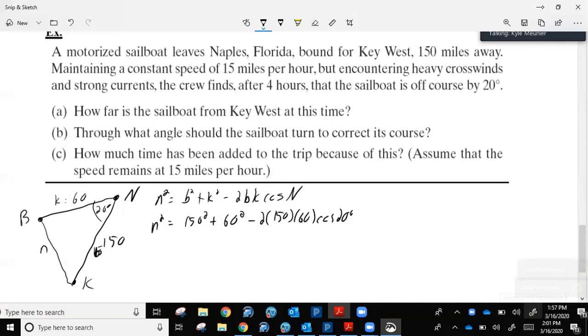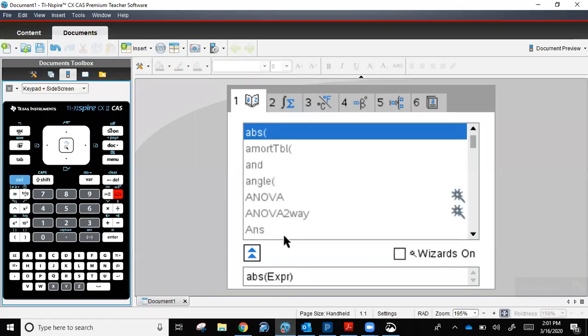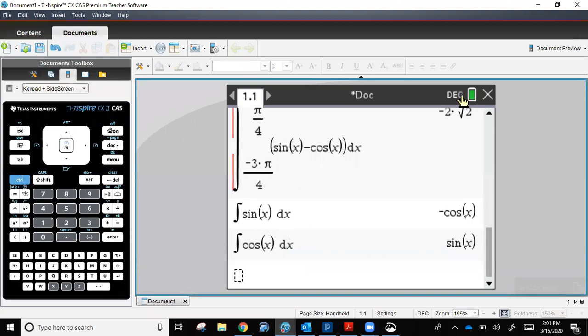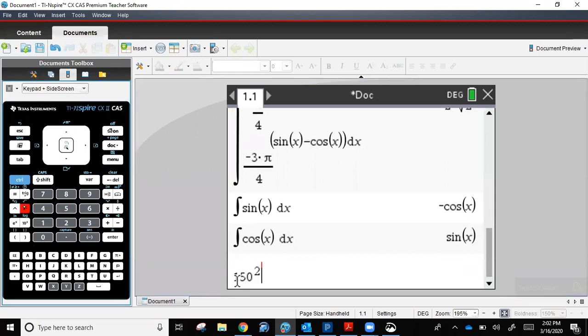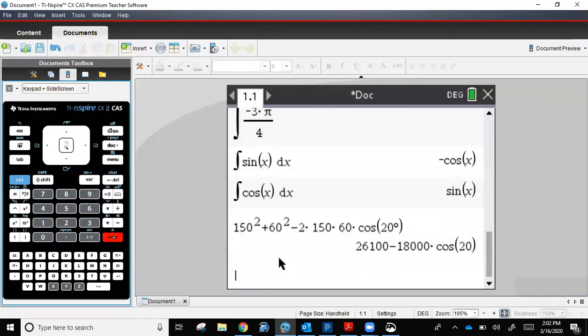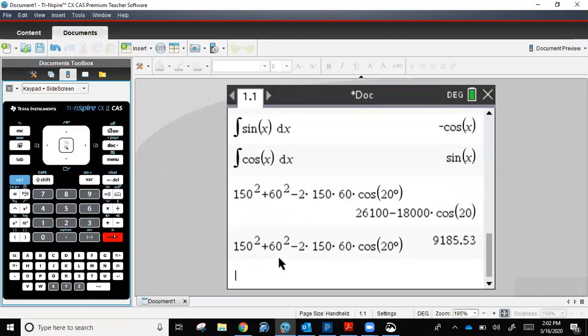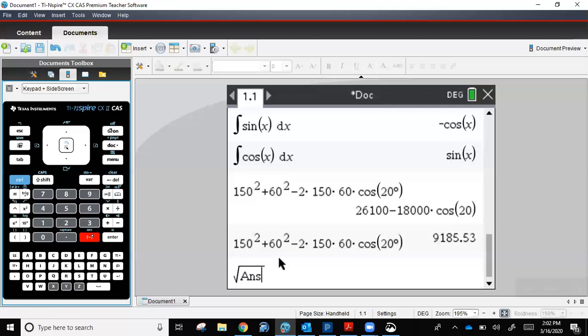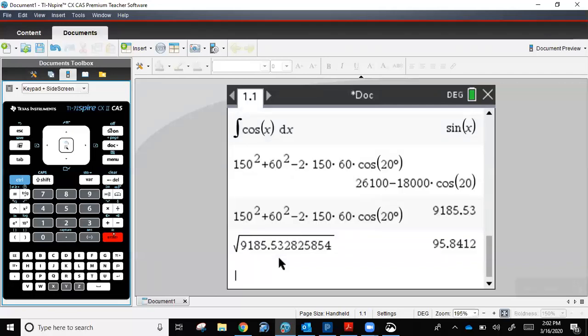We clearly need a calculator to do this. So I'm going to pull my calculator up. I'm going to put my calculator in degree mode, and I'm going to type in 150 squared plus 60 squared minus 2 times 150 times 60 times the cosine of 20 degrees. That's going to give us the n squared distance. I'm going to turn this into a decimal for us. I want to take the square root of that to figure out n. So the square root of my answer gives us a distance of approximately 95.8 miles.